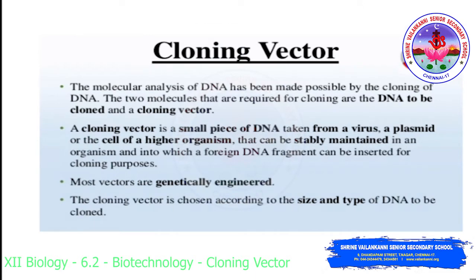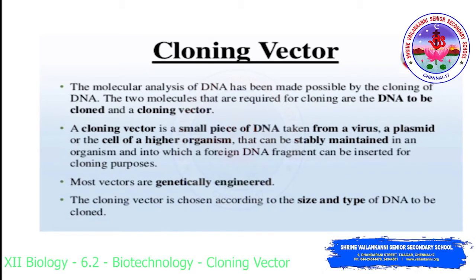What is a cloning vector? The molecular analysis of DNA has been made possible by the cloning of DNA. The two molecules required for cloning are the DNA to be cloned and a cloning vector. A cloning vector is a small piece of DNA taken from a virus, a plasmid, or the cell of higher organisms, that can be stably maintained in an organism and into which foreign DNA fragments can be inserted for cloning purposes. Most vectors are genetically engineered.